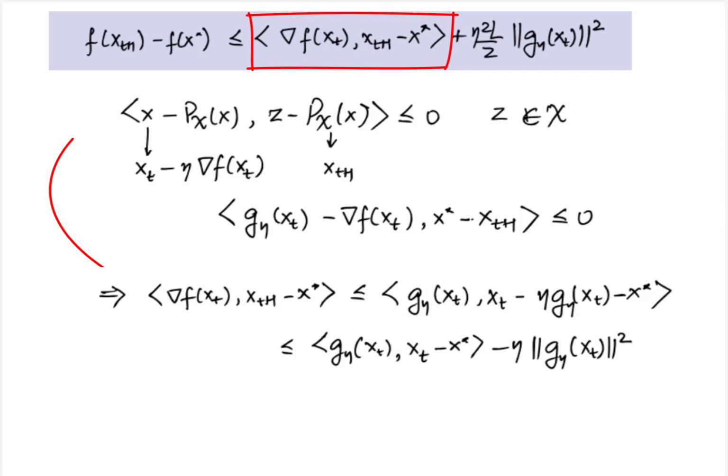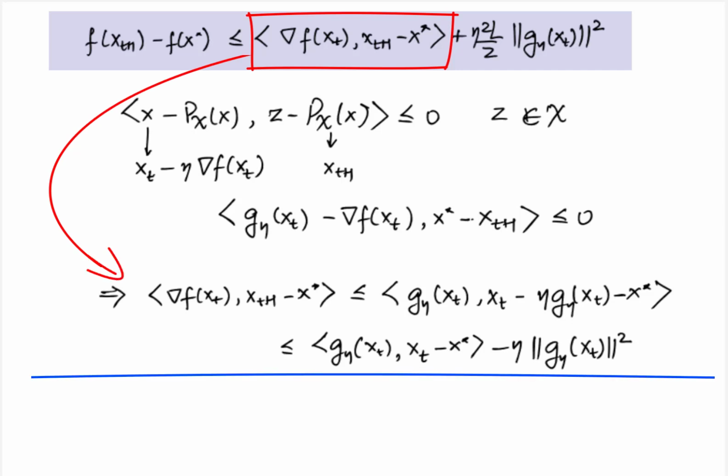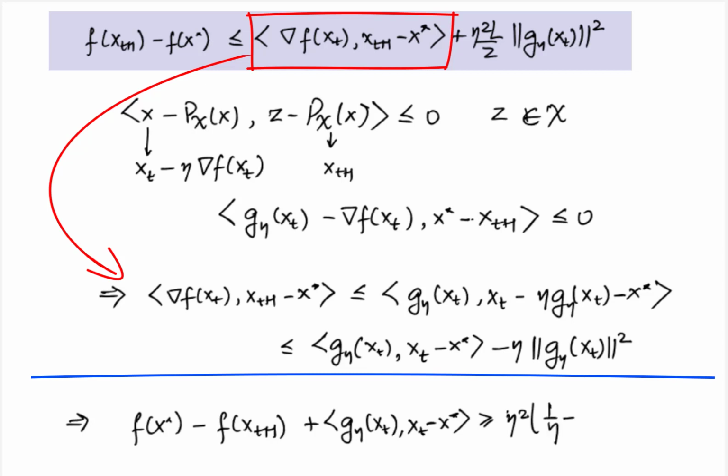Substituting this in the inequality that we earlier had, we can get the required alternative to co-coercivity, which is that f of x star minus f of xt plus 1 plus inner product of g eta of xt, xt minus x star, greater than equal to eta square times 1 by eta minus L by 2, norm square of g eta of xt.